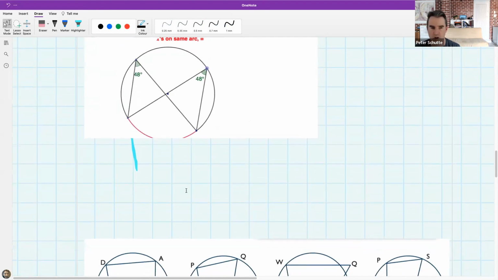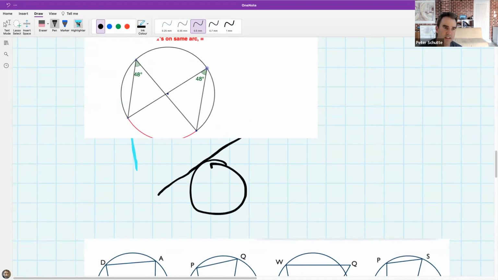Okay, one more last little bit of revision. Just want to do some vocabulary. What do we call this line over here? What's the special name for that line in terms of circle geometry?